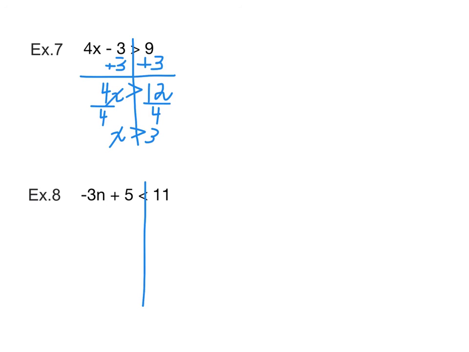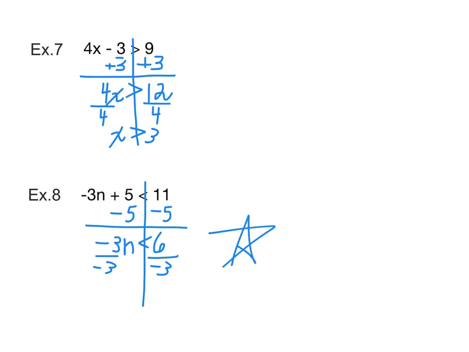Okay, last example from this section. I'm going to get the n by itself. I'm going to start by subtracting 5 from both sides. This gives me -3n is less than 6. But here, I'm going to have to divide by a negative number. So a red flag goes up. I'm going to switch the sense of the sign. It was less than, now it's going to be greater than. N is greater than -2.